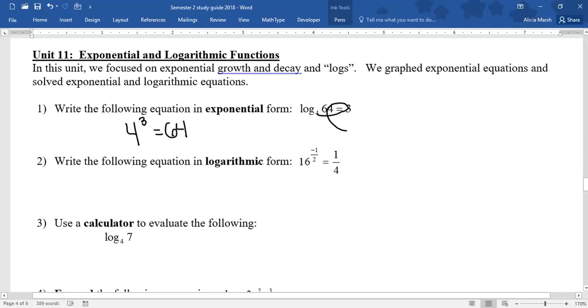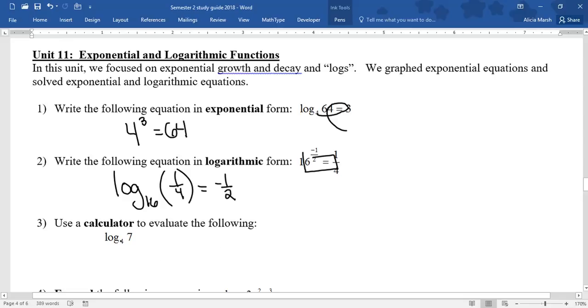So if I want to go to logarithmic form, it's going to be log with a base of the same base, so 16. Inside the log is going to be 1/4, aka this answer over here, and then equals -1/2. It makes a G, so if you stay here, go over, G. Okay? So you remember how to do that.